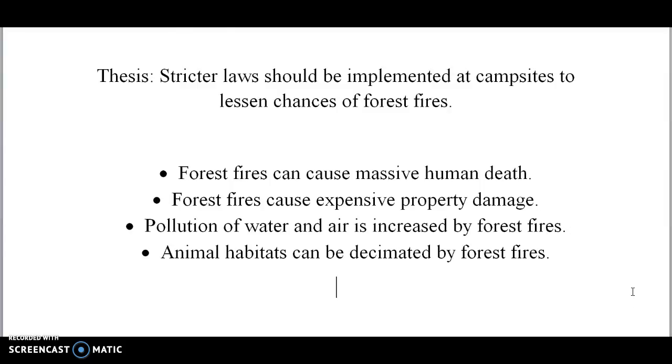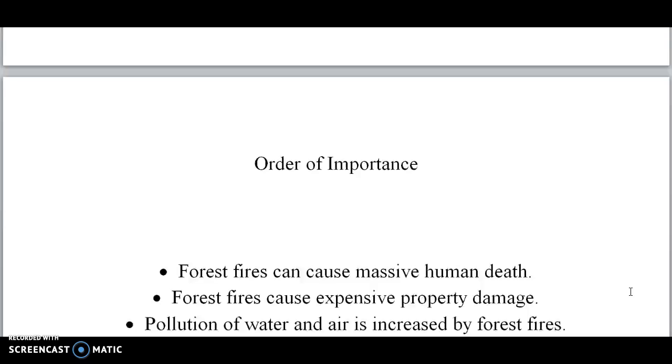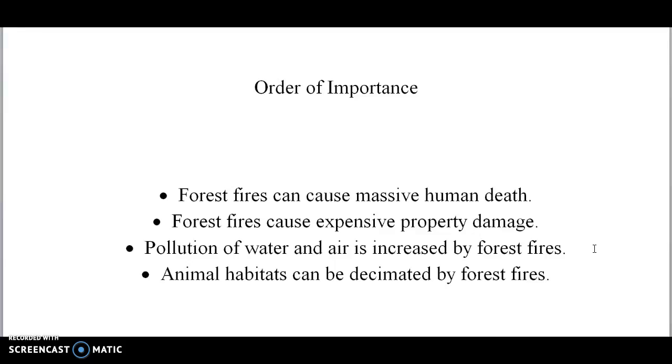And one way that works really well for the order is order of importance, when you think about what reasons have the greatest importance or the greatest impact on the reader. Now, this is not to say that some of them are unimportant. I would say all 4 of these reasons are decent, important reasons to be concerned about forest fires.